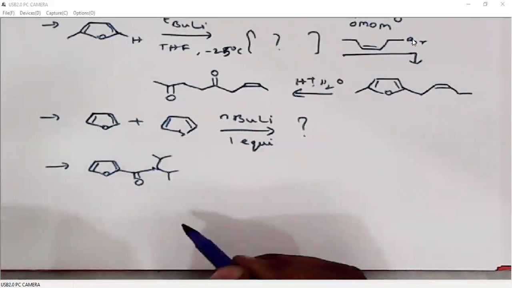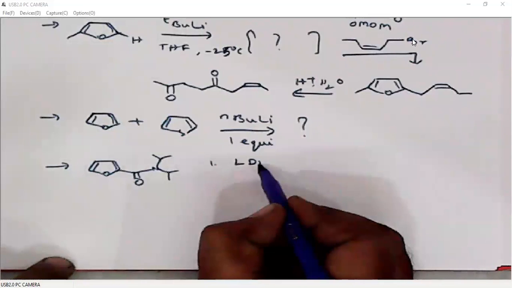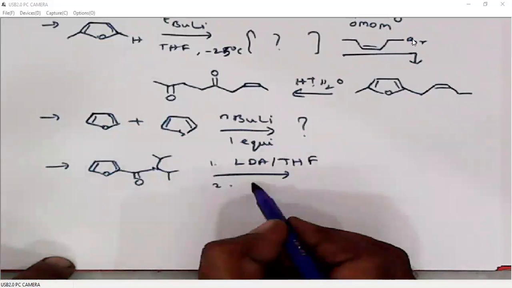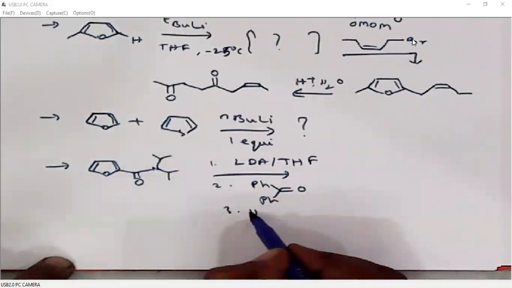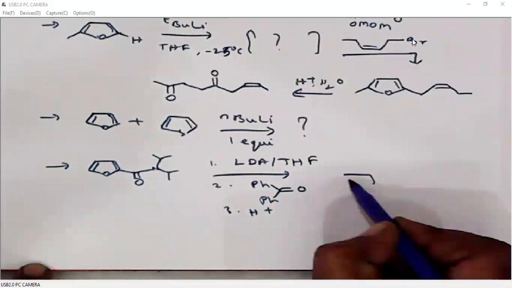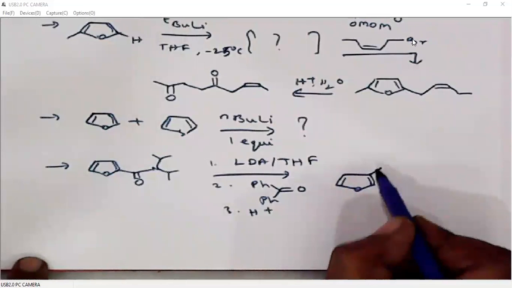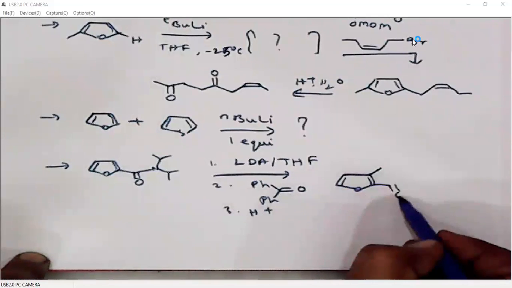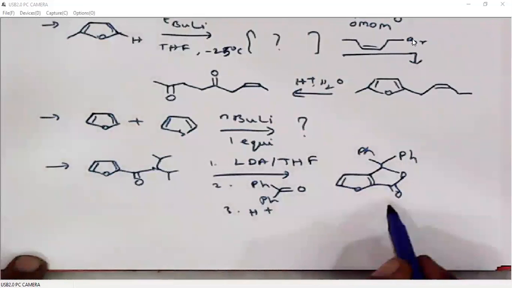When this amide is treated with LDA, THF, then benzophenone, and finally hydrolysis, it generates ortholithiation followed by addition to this electrophile, and that will undergo intramolecular esterification as discussed in the previous example.